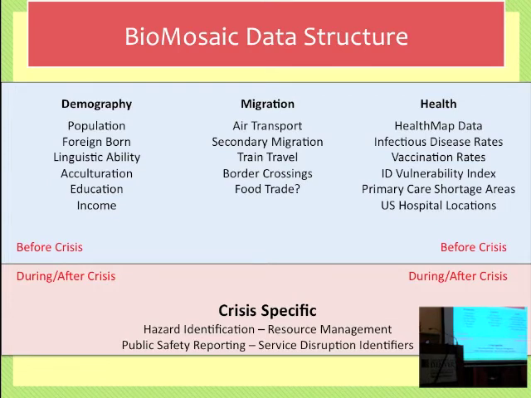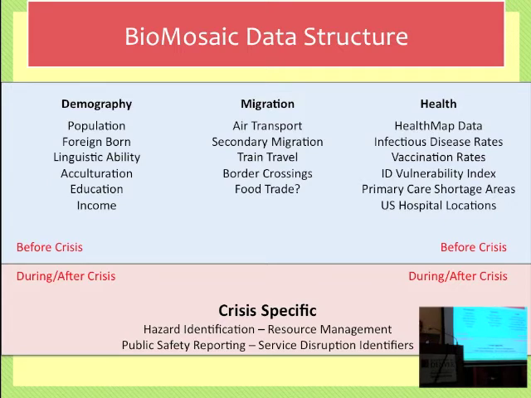On the migration side, we've got border crossings, air transport, and secondary migration, because there are a lot of refugees who arrive in the United States and then migrate a second time to places where there are larger communities of that particular population. On the health side, we have HealthMap alerts, other endemic disease data, and tuberculosis data. The idea is, if you have all of this in a platform, then when there's a crisis you just add a little bit of data specific to that crisis, and you've got a fantastic application for doing risk analysis work.